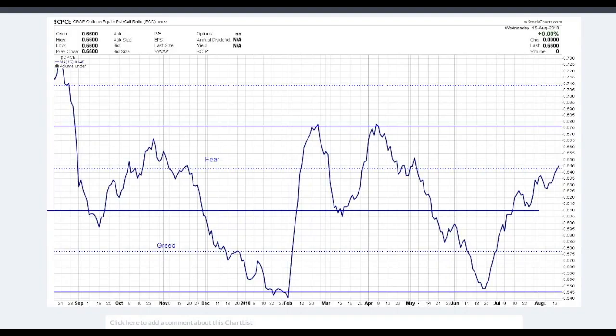From time to time I run across a tool, let's say an indicator, that's very helpful. And I have adopted this particular indicator here called the CBOE Options Equity Put Call Ratio. Now, what we're trying to do with this tool is try to really understand when the market has reached a period of high optimism or high pessimism.